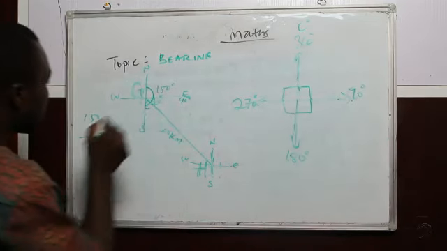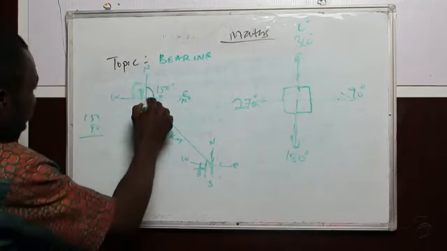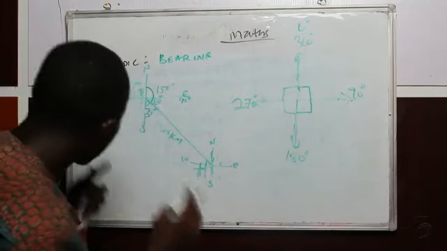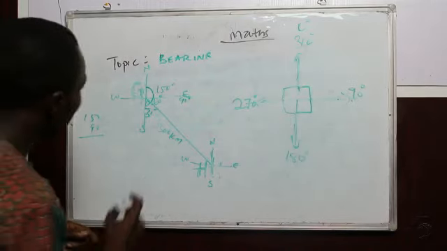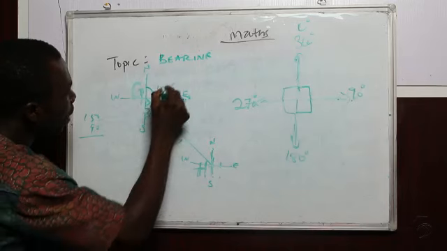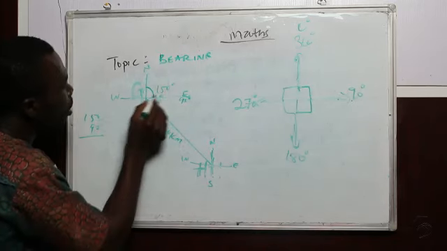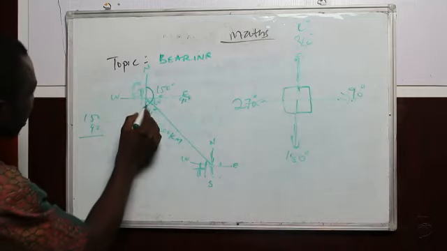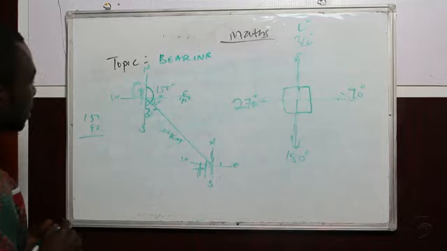So here we have 60 degrees and here we have 30 degrees, because the sum of angles at a right angle is 90 degrees. So from here to here is 90 degrees. 150 minus 90 degrees will give us 60 degrees. So 90 degrees minus 60 degrees will give us 30 degrees.